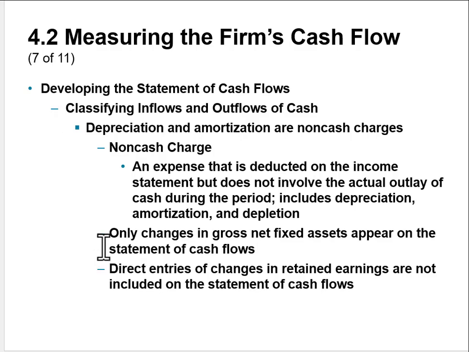So again, in the statements, we typically only see gross net fixed assets. We don't see the depreciation line item. In most income statements, we certainly don't see depreciation. In a balance sheet, we could see a line item called accumulated depreciation, but in most instances, we see the term net fixed assets, which shows the amount of assets we have net all of the depreciation that's been taken.